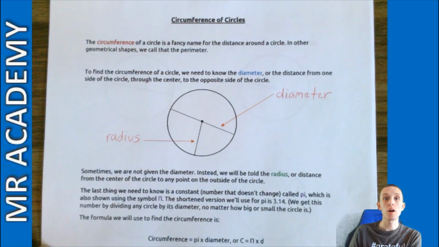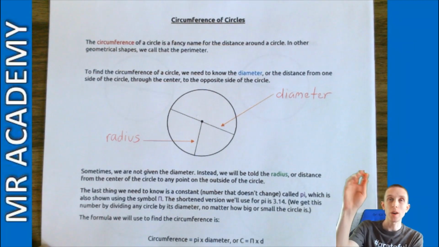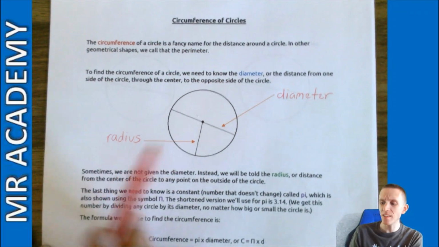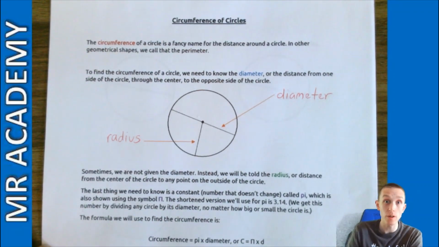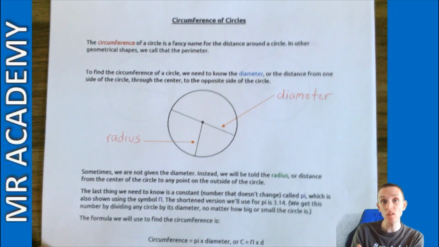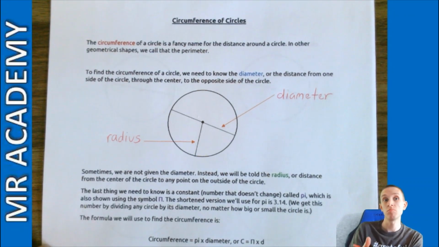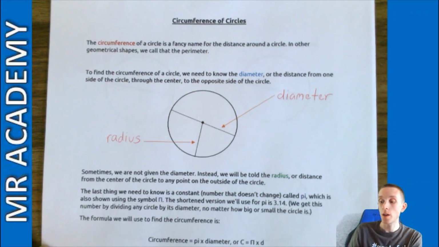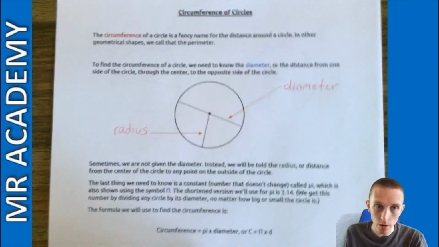Doesn't matter where you draw it to, as long as you start in the center and go to any point on the outside of the circle. So the radius is just half of whatever our diameter is. So if they give us our radius, what do we have to do to find the diameter? We just multiply it by 2. That's all there is to that one. It all depends on the information that we are given.